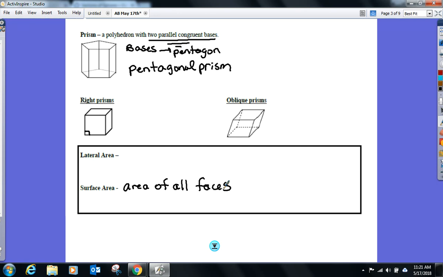Okay, how's that different from lateral area then? Ready? Lateral area is not all the faces. Take away the bases and add the area of what's left. That's lateral area, everything minus the bases. So the lateral area is the area of all the non-bases.